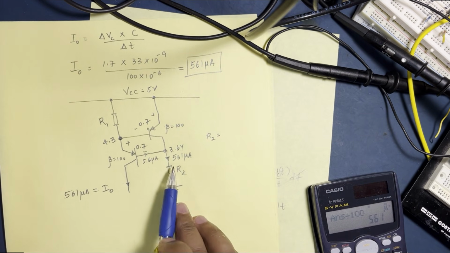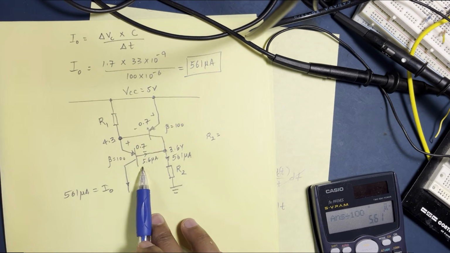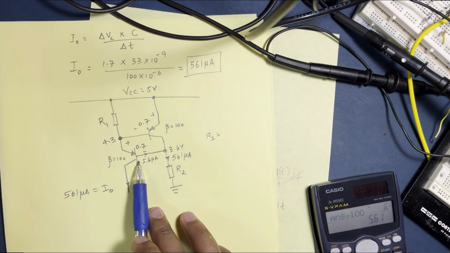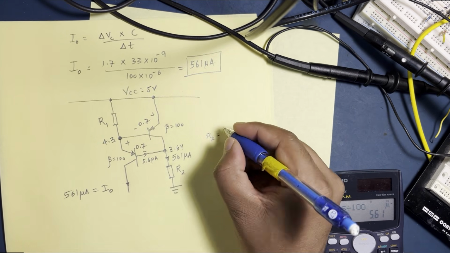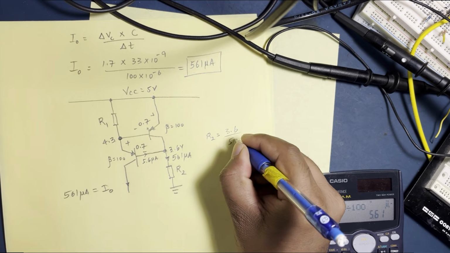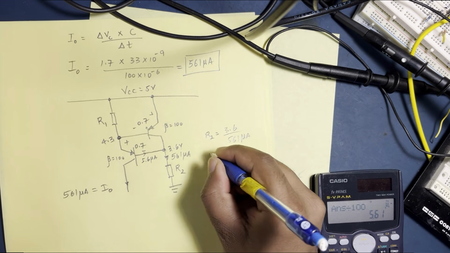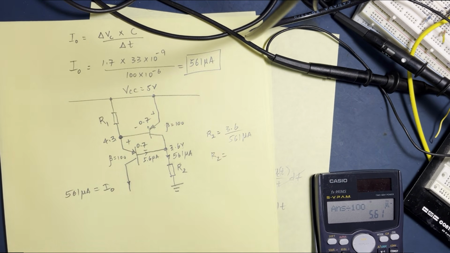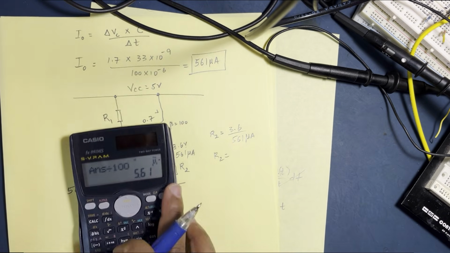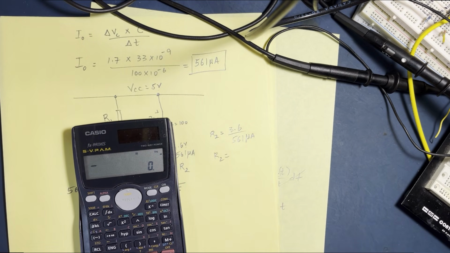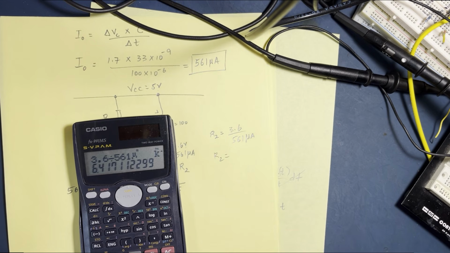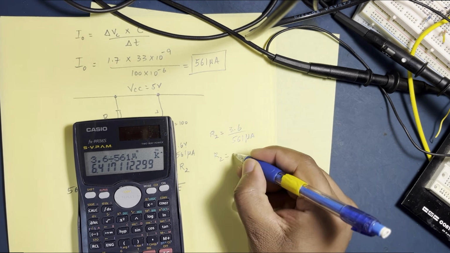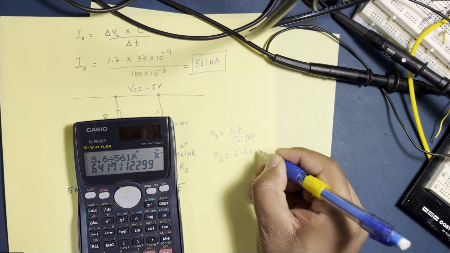So now what I'm saying is, by making this current large, I immediately ignore this current, right? It's much larger than that current. I can just ignore it. So now R2 is 3.6 divided by 561 microamps. We get approximately 6.42 kilo ohms, right?